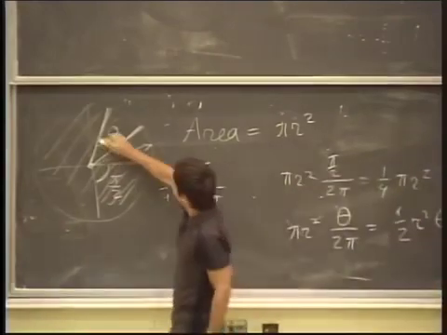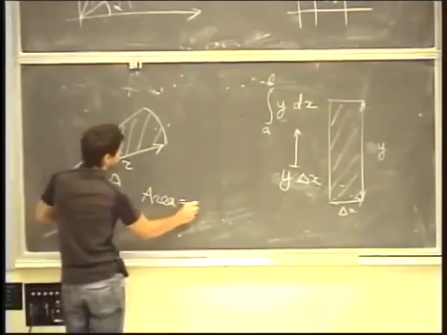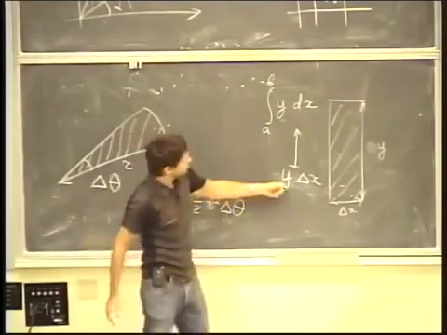That's the area of the sector of angle theta, which is exactly our question, except in asking this question, we called it delta theta instead of theta. So this area is 1/2 r squared delta theta. And that's the analog of this formula y delta x.